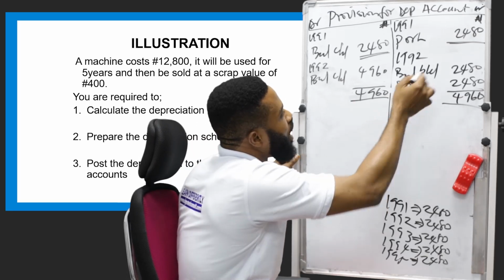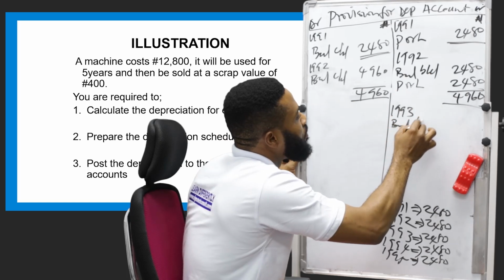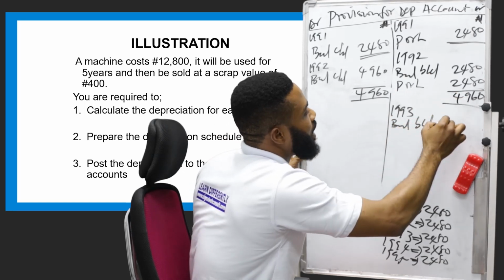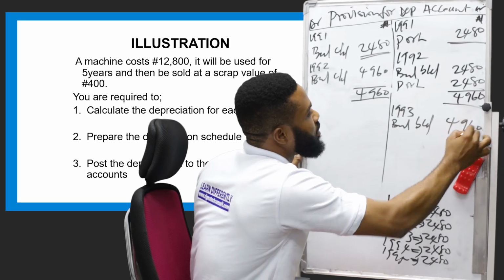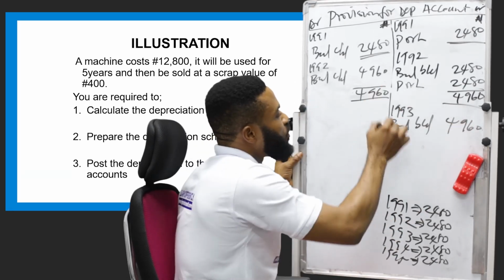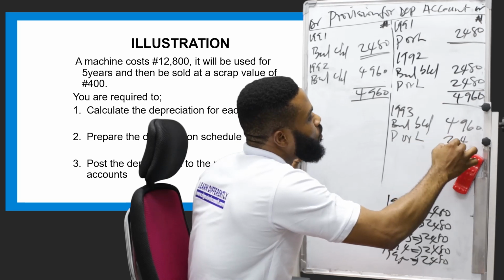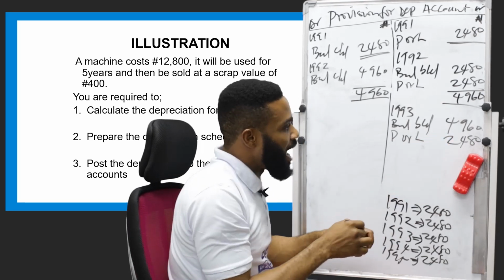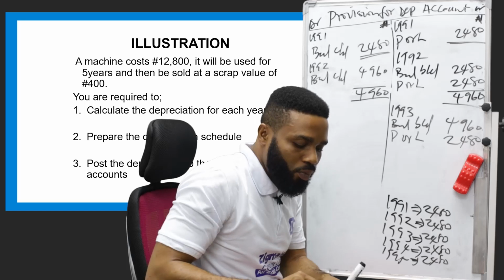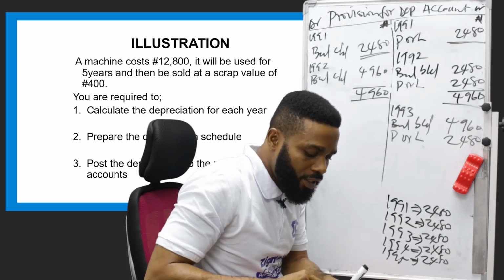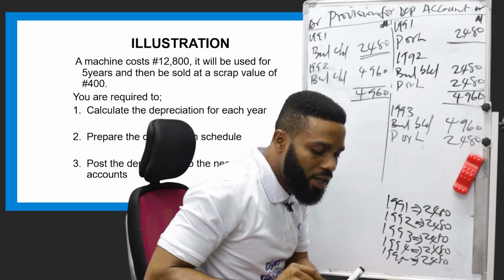For 1993, your balance brought down is this value, 4960. Then you have the one for that year, profit or loss, which is 2480. So let's add 4960 plus 2480. What are you going to have?